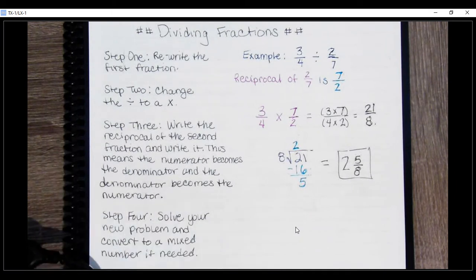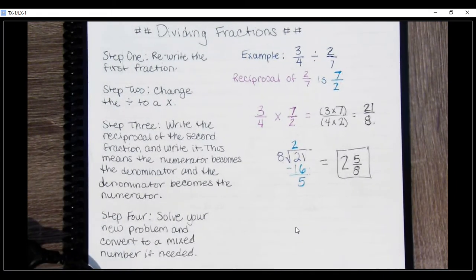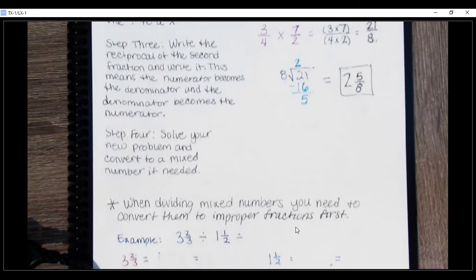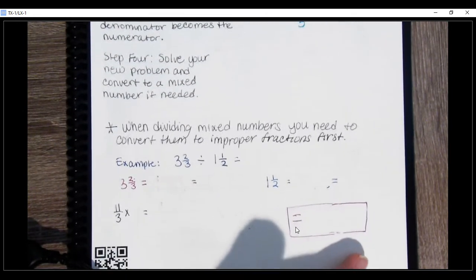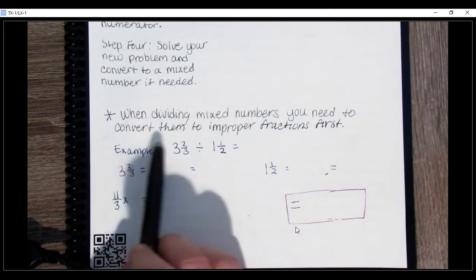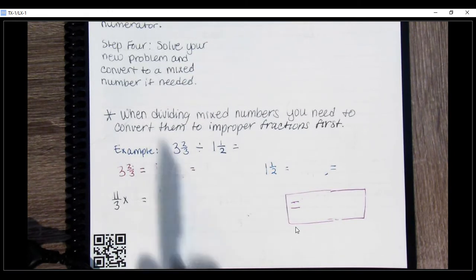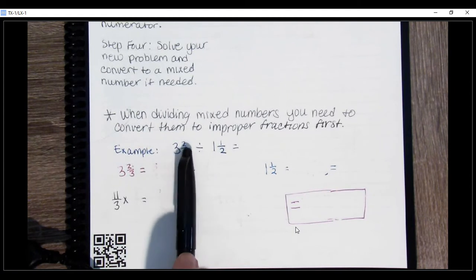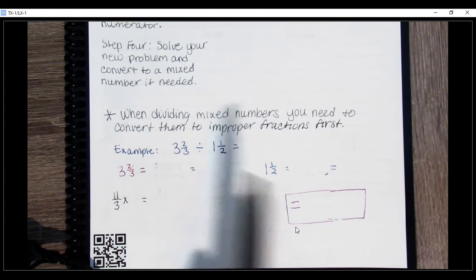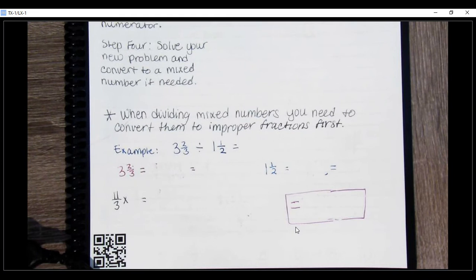So that is the main process that we're going to be doing when we're dividing fractions. However, when we are dividing mixed numbers, you first need to convert them into improper fractions. So as we said in the earlier videos, going back and forth between mixed numbers and improper fractions is going to be super important. Improper fractions are used to solve, mixed numbers are used for your answer. So here's our example problem. 3 2/3 divided by 1 1/2. So same process as before.